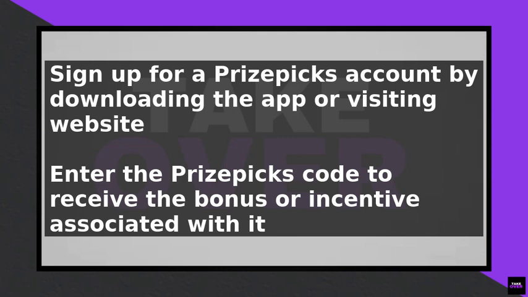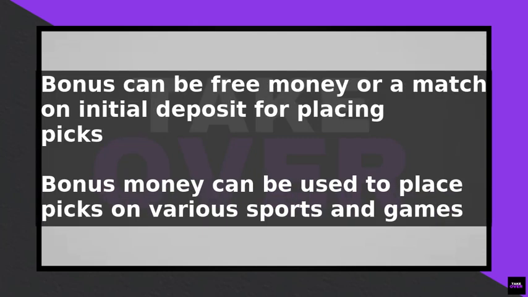For example, if the Prizepicks code gives you a 100% match on your first deposit, and you deposit $20, you will get $20 in bonus money. To use the bonus money, navigate to the picks section and select the sport and game you want to place a pick on. Choose the over or under option and enter the amount you want to wager, including the bonus money. Confirm your pick and wait for the game to finish to see if you have won.